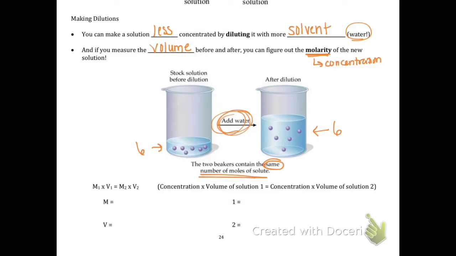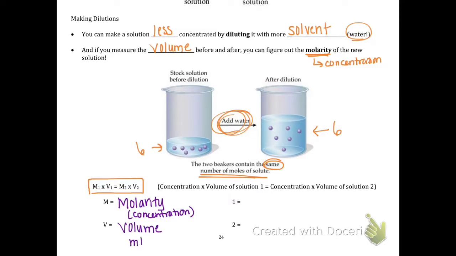So we're going to learn a new equation. It's M1V1 equals M2V2. So let's sort of recap what each of these letters mean. M stands for molarity. This is another word for concentration. How concentrated is your solution?